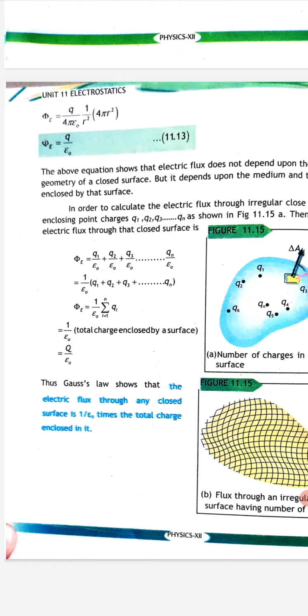So this is the end. Tomorrow, in the next lesson, we will discuss some of the applications of this Gauss law, I mean how to apply Gauss law to solve some electrostatic problems, right.